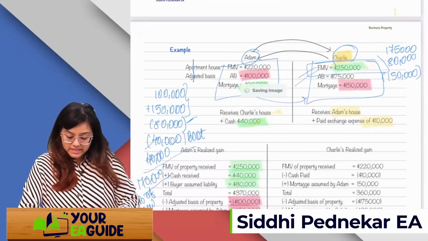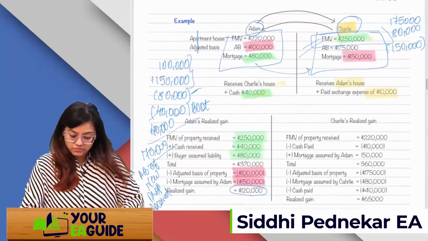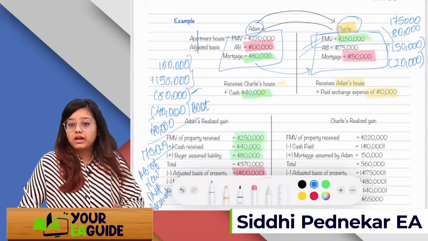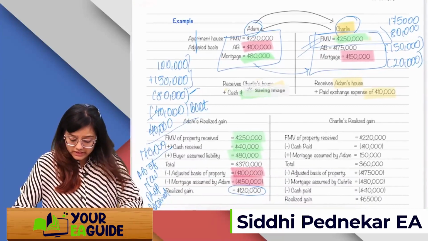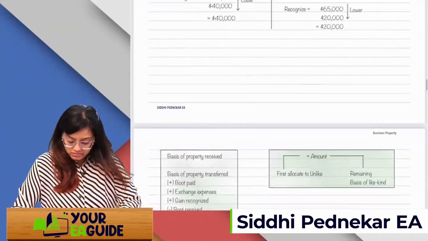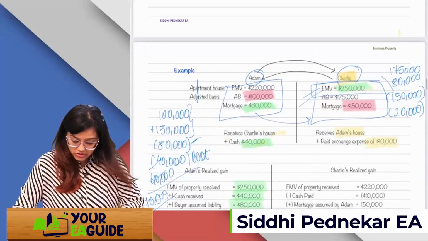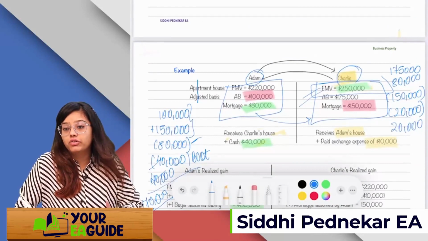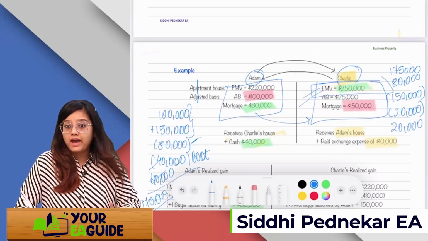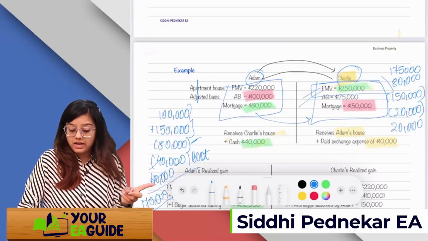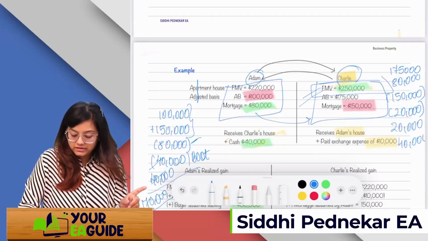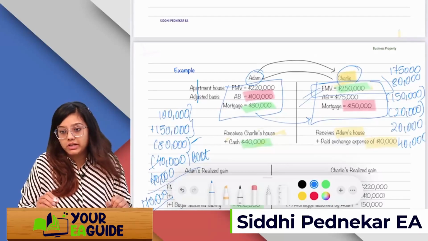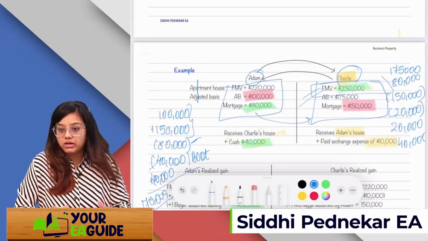Then whatever is the boot amount, you will reduce it. Step 2, right? Step 2 you will reduce. What is your step 2? It's 20,000, so I'll reduce 20,000. Whatever gain you have recognized, you will add it. Step 3, I can say, is nothing but my 20,000. So I'll add 20,000. Then one more thing you are going to add, that is cash which Charlie is paying. Charlie is paying cash of 40,000, so I will add this 40,000. Got it, guys? Exchange expense has already been included in the boot amount, so I'm not going to count it differently.